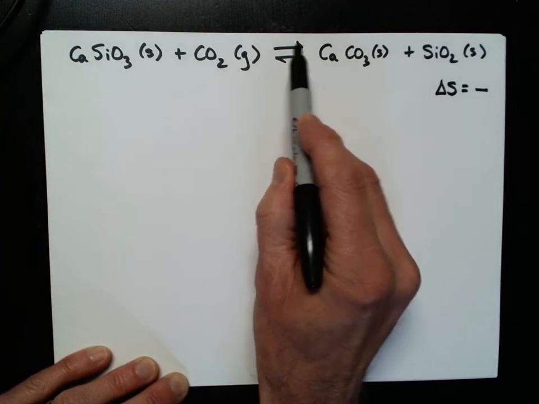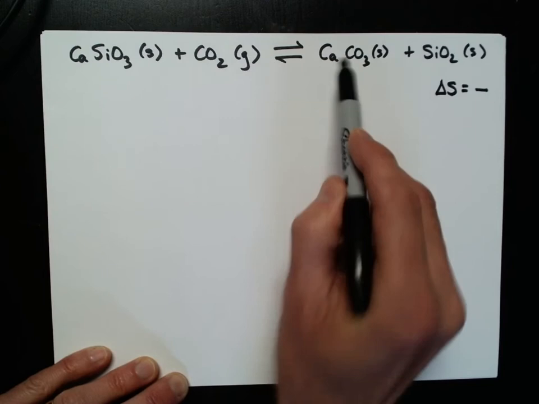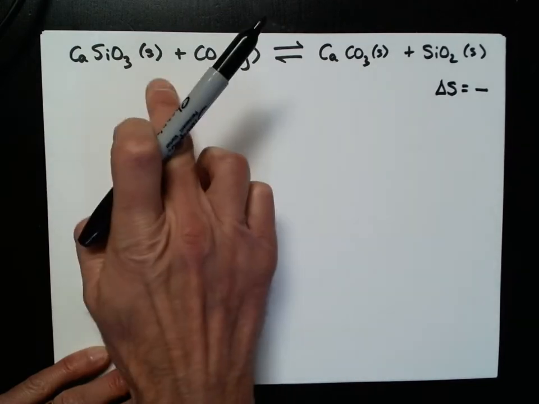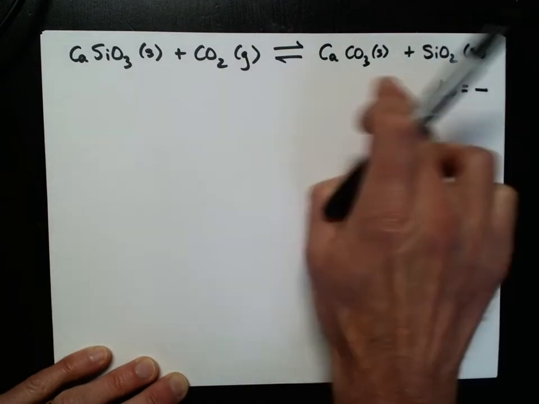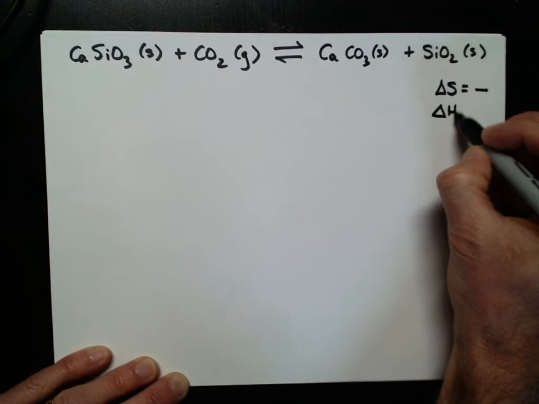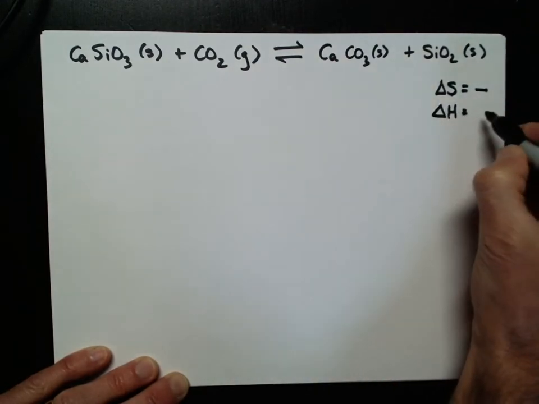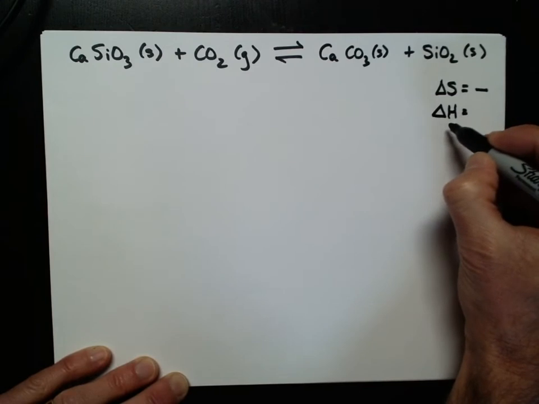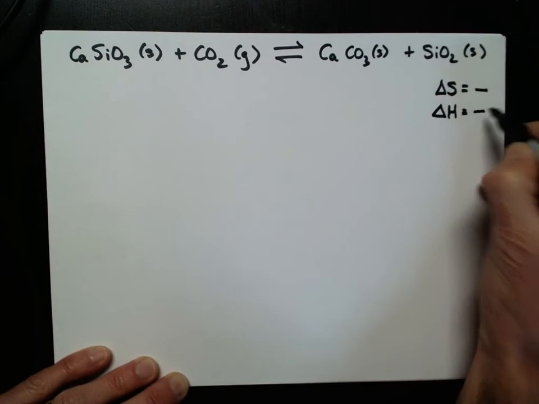Now, since I notice that this reaction is reversible, that means it can go in either direction. Well, in order to be able to go spontaneously in this direction, if delta S is negative in this direction, that's going to be disfavored. So in the forward direction, that better be favored by the enthalpy. What's the sign of enthalpy if it's favored? Well, that's also going to be negative.